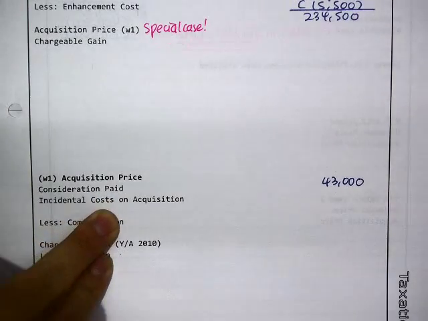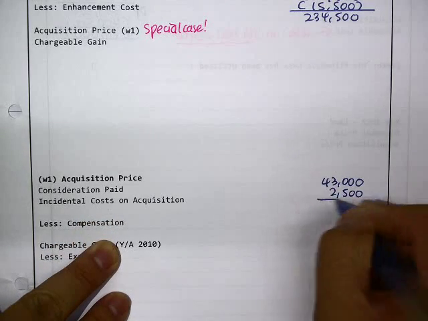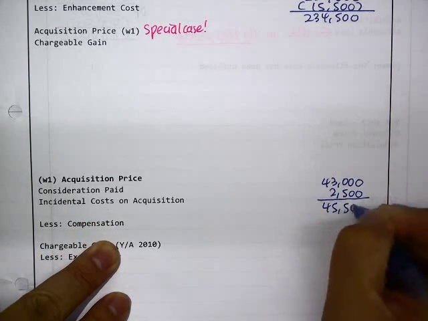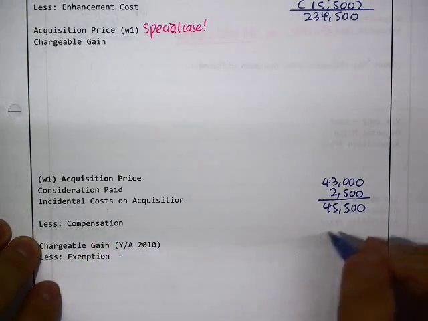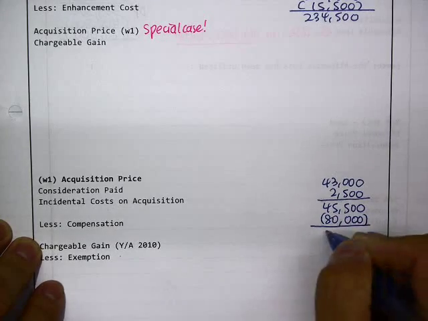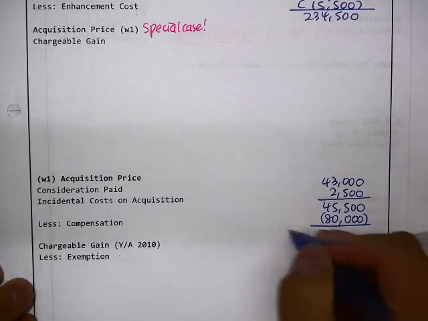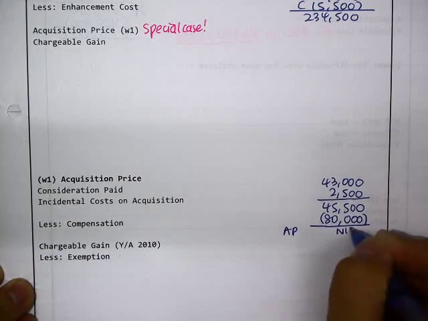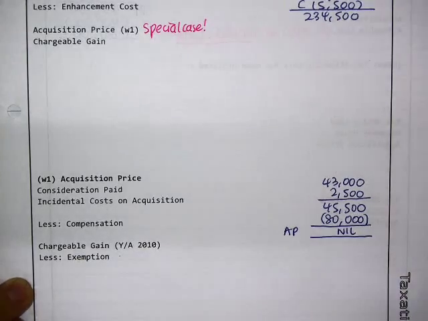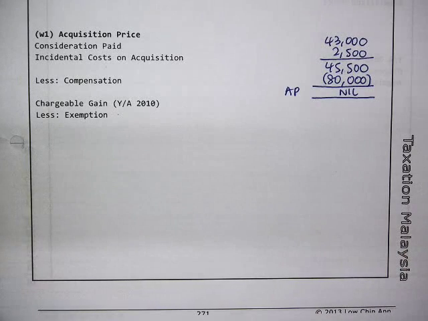All right. Now you see, when I calculate the gain for this house, the disposal price is based on the price I'm selling. I'm selling this for how much? 250,000. And I spend 15,500 to enhance the property. So 250,000 minus 15,500 is 234,500.